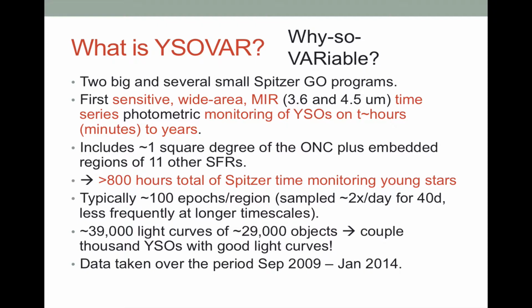Typically, we have about 100 epochs per region, where we're going back about 2 or 3 times per day for about 40 days. We sample much less frequently for longer time scales. In the end, we have 39,000 light curves that represent unique light curves from 29,000 objects. And in the end, we have a couple thousand young stars that have really good light curves.